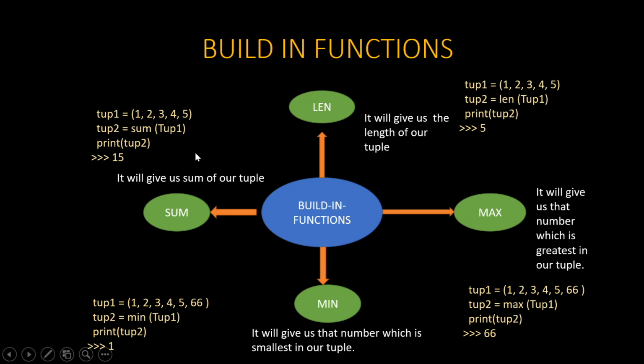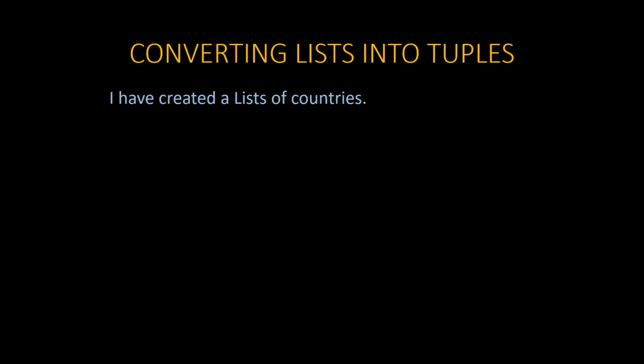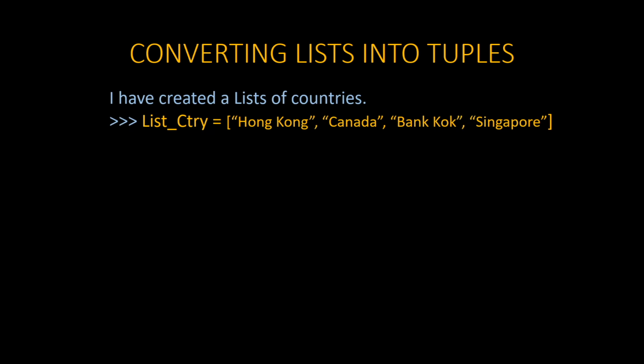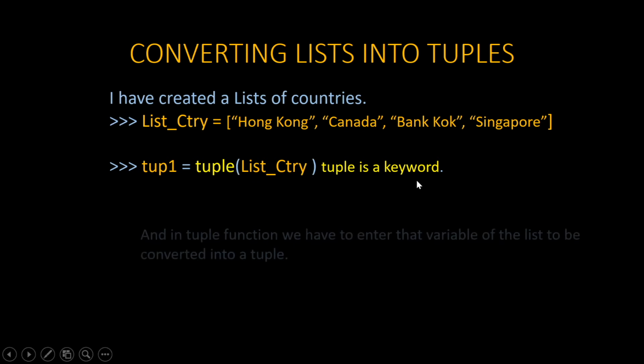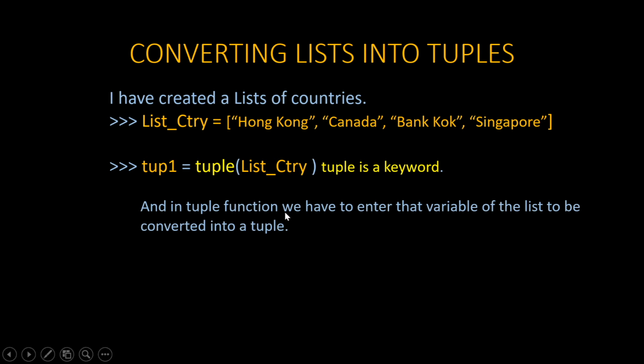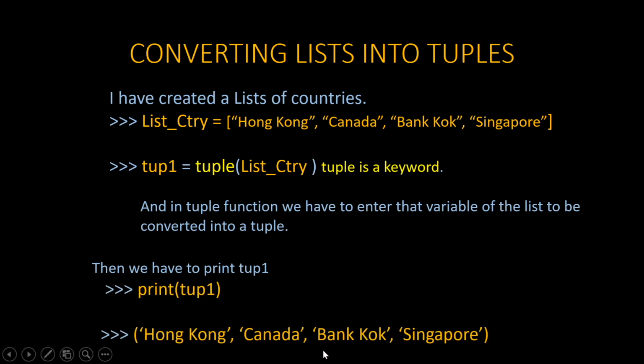Let's go further and talk about converting lists into tuples. So I have created a list of countries, let's say Hong Kong, Canada, Bangkok, and Singapore. So tuple1 is equals to tuple of list of countries. So list of countries is a variable and tuple is a keyword. And in the tuple function we have to enter that variable of the list to be converted into a tuple. So in this case the variable is list of countries, and when we print tuple1 it will give an output as Hong Kong, Canada, Bangkok, and Singapore.